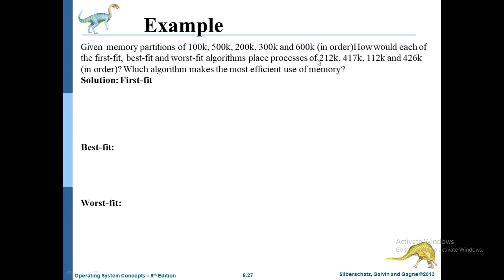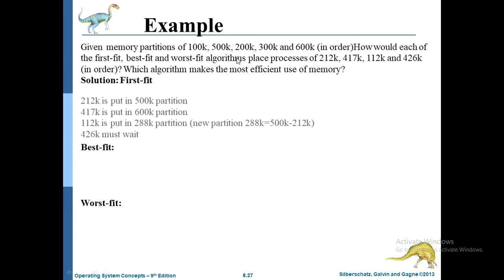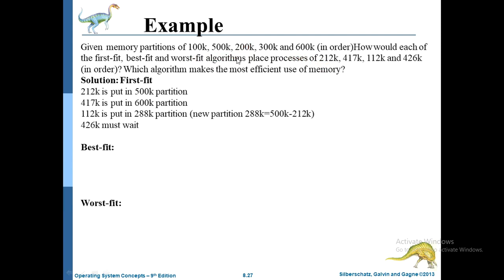So 212K is the first process and we compare this with the first partition. It is 100K. Can you fit this 212K in this 100K space? No, right? Next we go to the second one, 500K. Can you store this 212K in the 500K space? Exactly, you can store it, right? So for that reason 212K is put in the 500K partition.